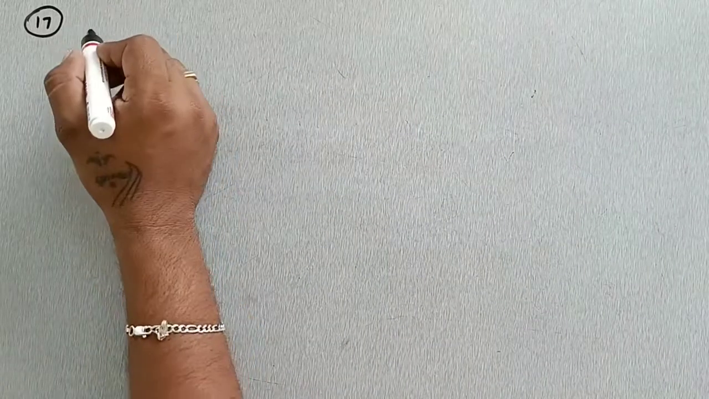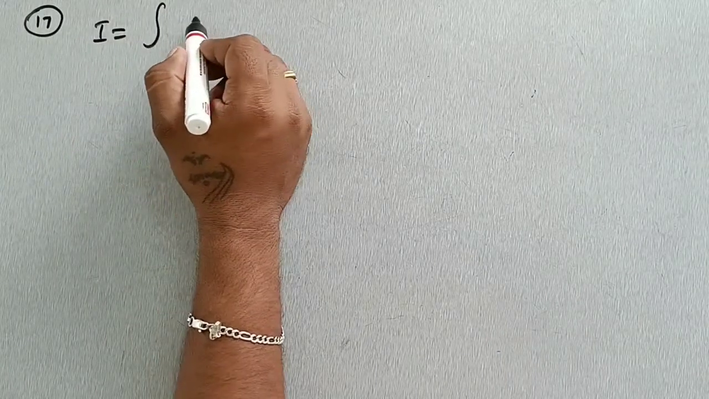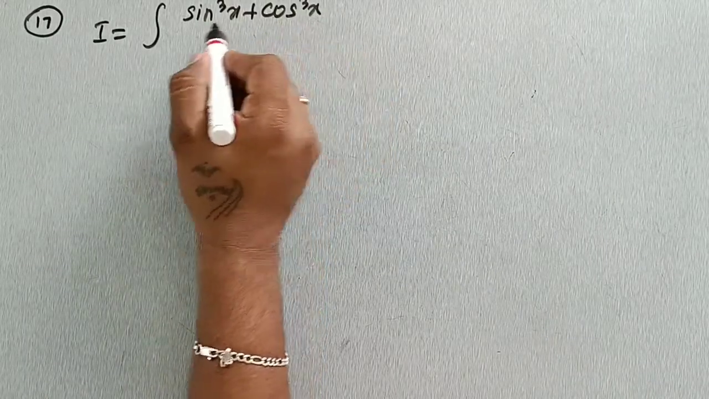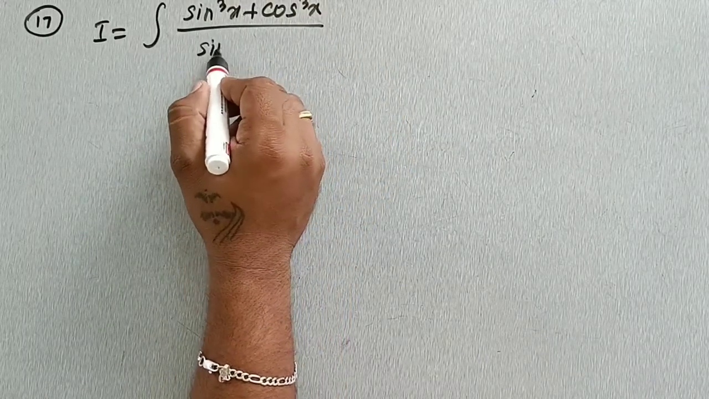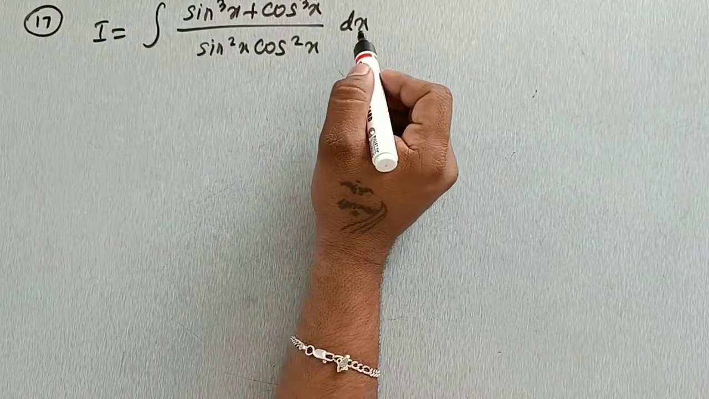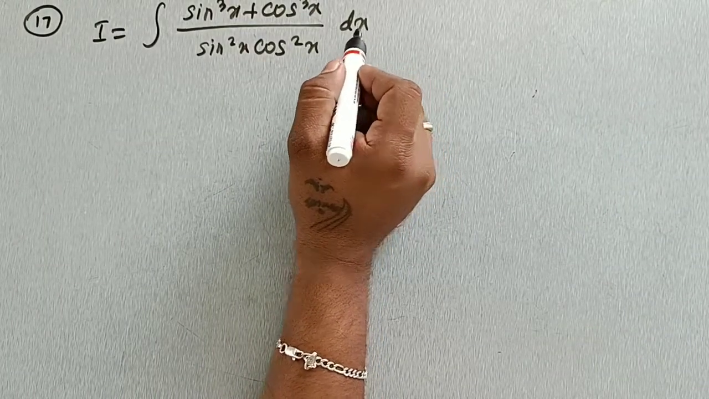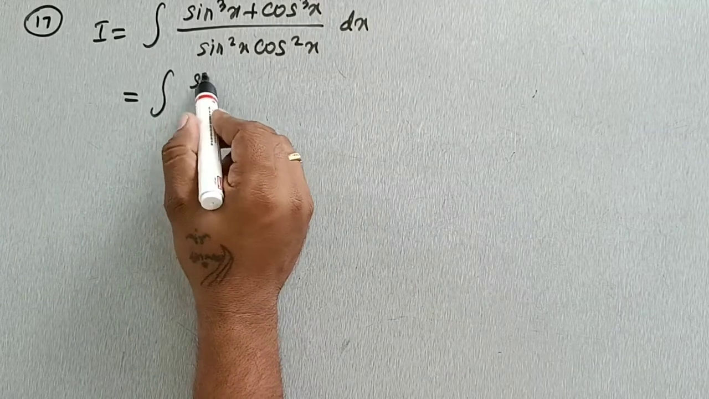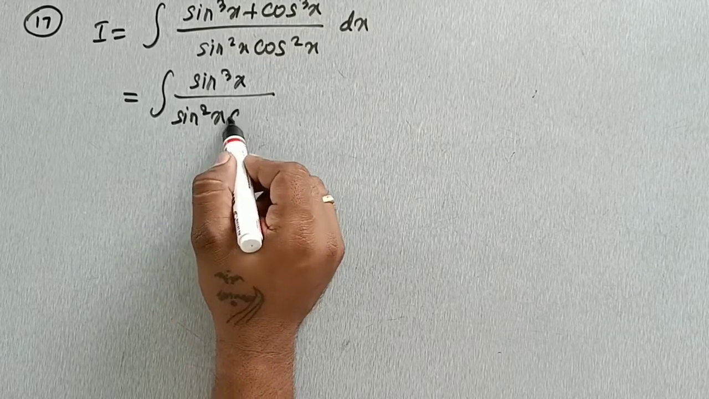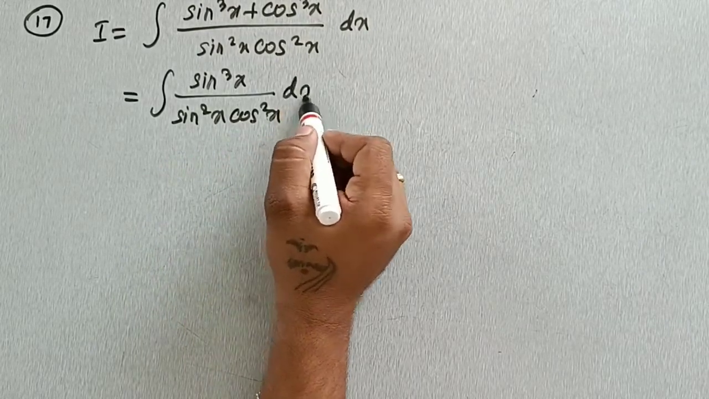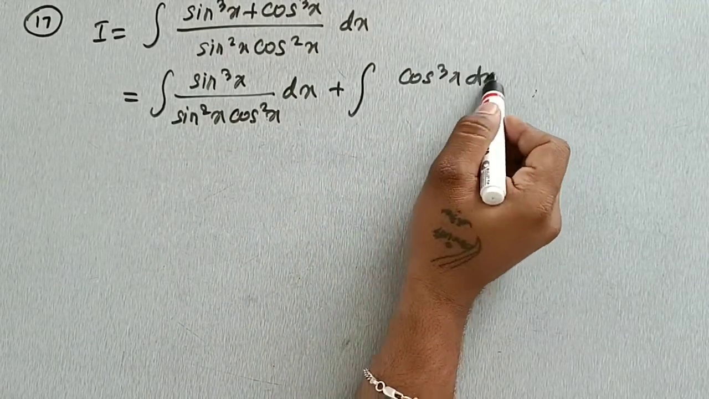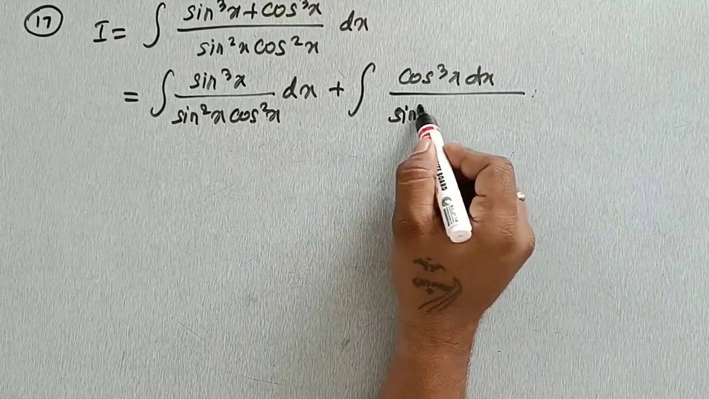Next question number 17. What is given: I equal to integral of numerator sin cube x plus cos cube x, whole divided by sin square x into cos square x dx. Here we can split the integrals and then integrate it. So splitting means, first term will be integral of sin cube x divided by sin square x into cos square x, plus integral cos cube x dx divided by sin square x into cos square x.